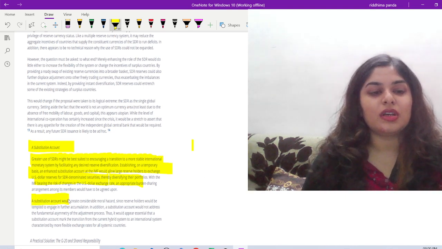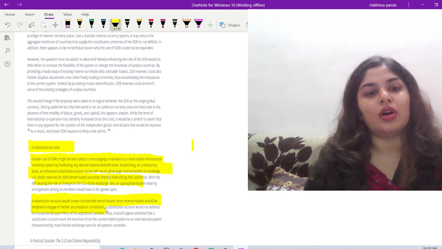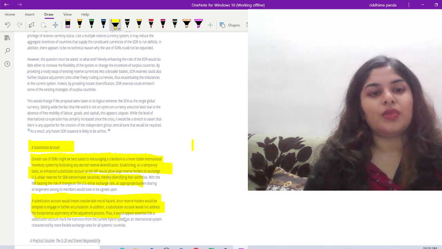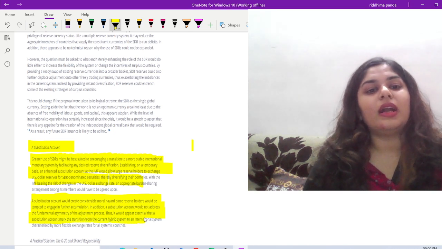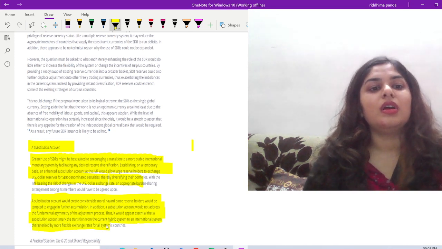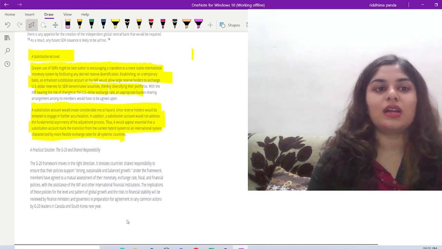So a substitution account would create considerable moral hazard, since reserve holders would be tempted to engage in further accumulation. In addition, a substitution account would not address the fundamental asymmetry of the adjustment process. Thus, it would appear essential that a substitution account mark the transition from the current hybrid system to an international system characterized by more flexible exchange rates among the systemic countries.